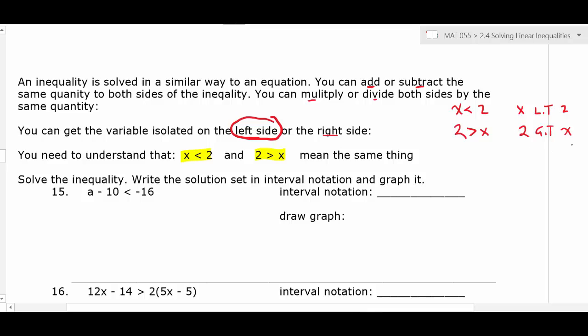That means 2 is bigger than the number. Think about that. They're exactly the same. And go back to the Pac-Man analogy. Pac-Man's eating the bigger number. 2's the bigger number. Okay, they're the same thing.